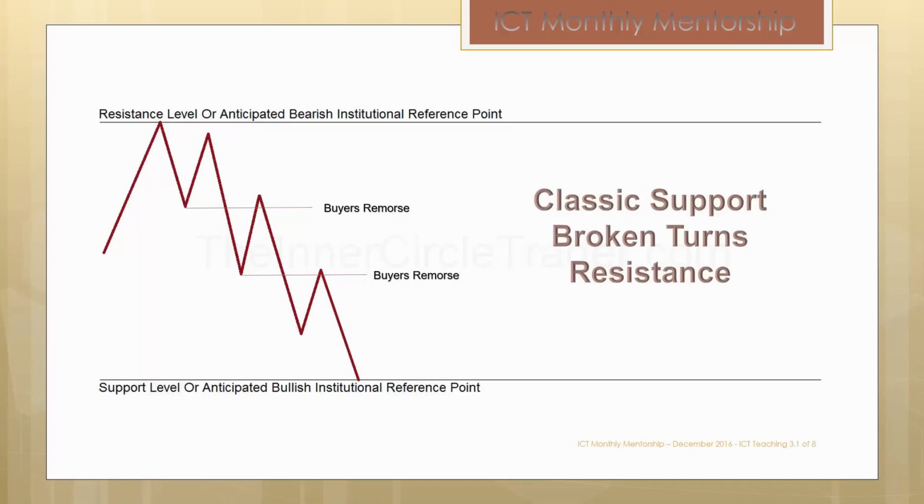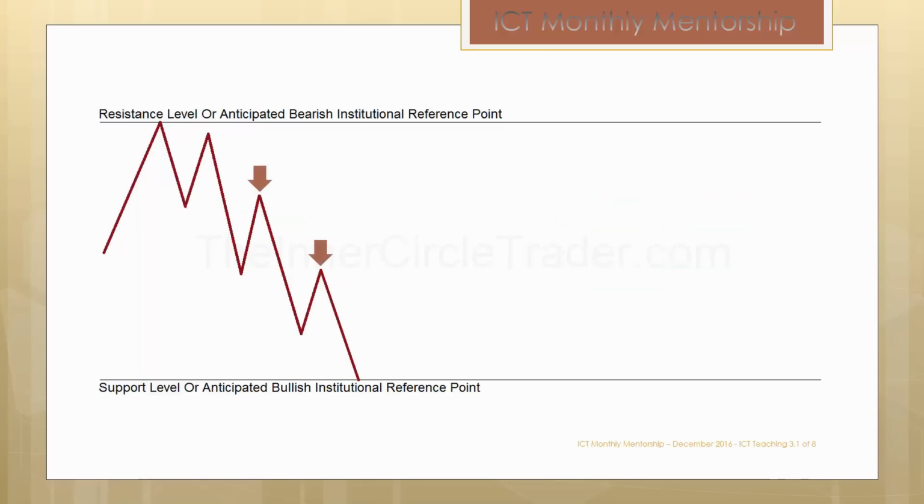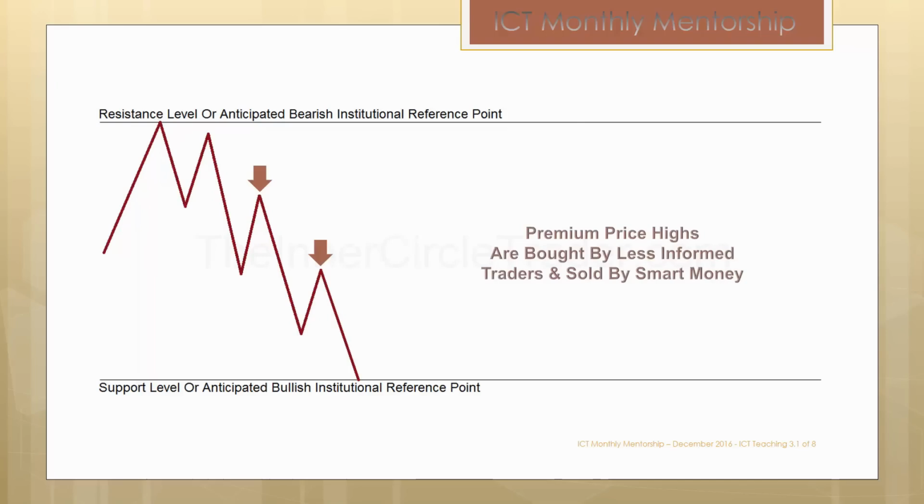But on an institutional level, the smart money understands these short-term fluctuations, and they can drive price on a short-term basis higher or lower through manipulation. So if they're going to manipulate price on the short term by having large orders come in and bully market pricing around, they're going to want to liquidate those positions, because just like anyone else, they don't want to incur losses. So this gives them the opportunity to mitigate those losses. Premium price highs are bought by less informed traders and sold by smart money. Which are you going to be grouped in?